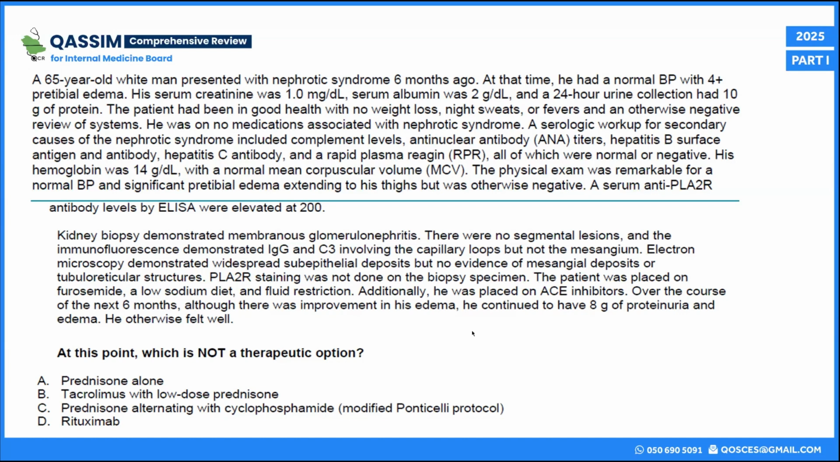Okay. So as we said before, please don't start prednisone alone in case of membranous. All are options for such a patient with membranous, except for prednisone alone.